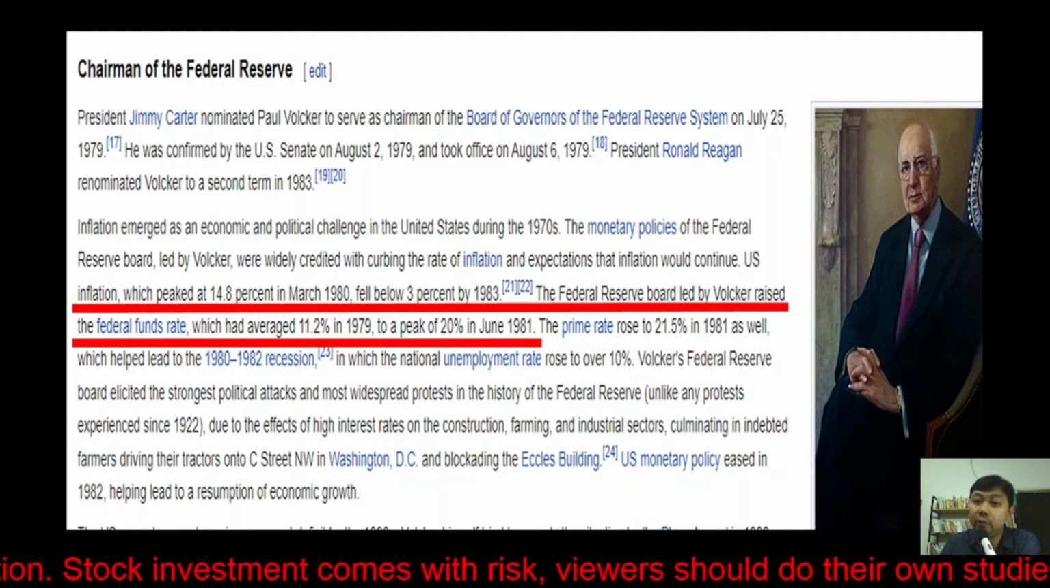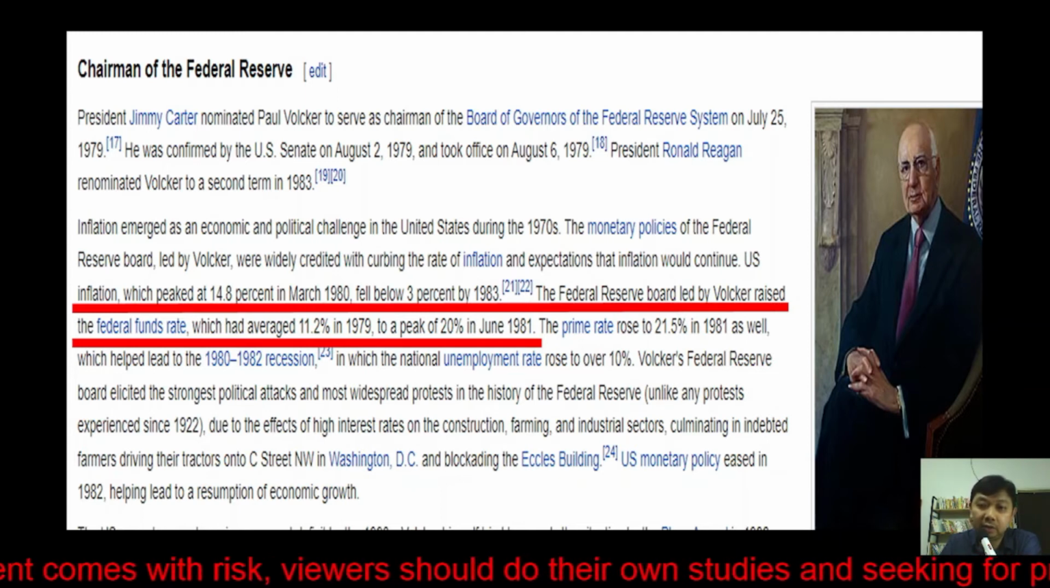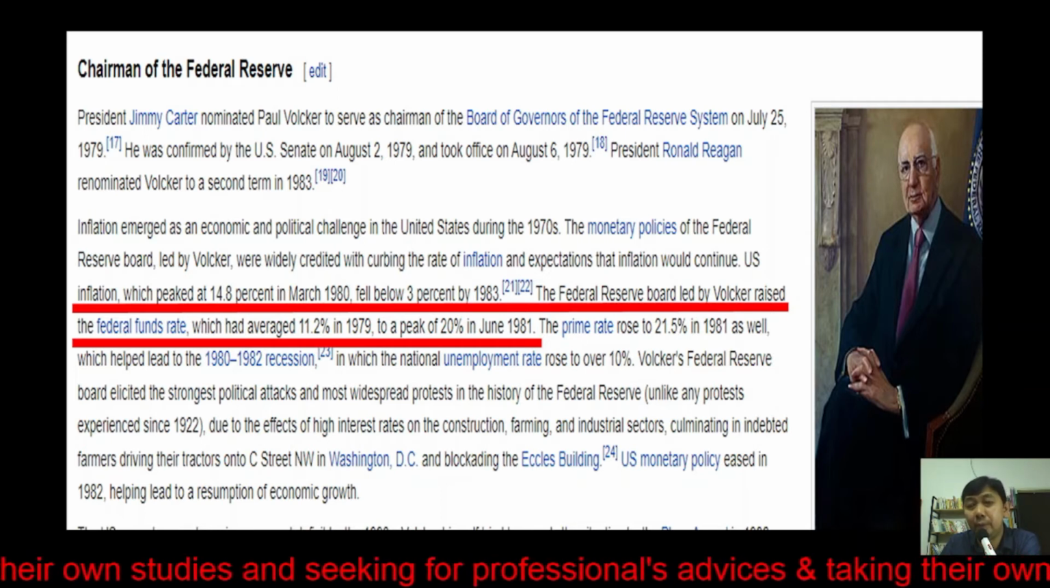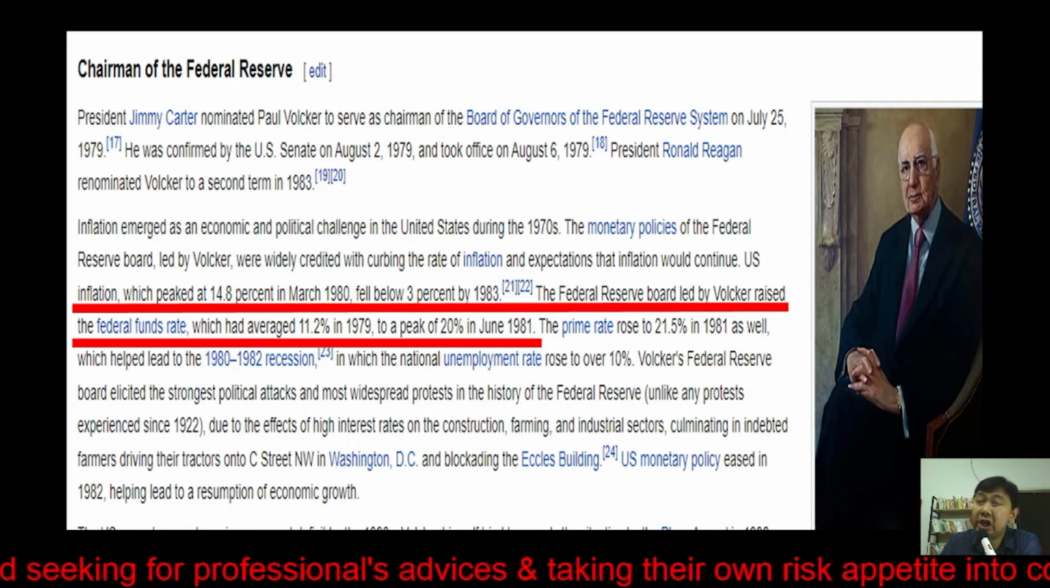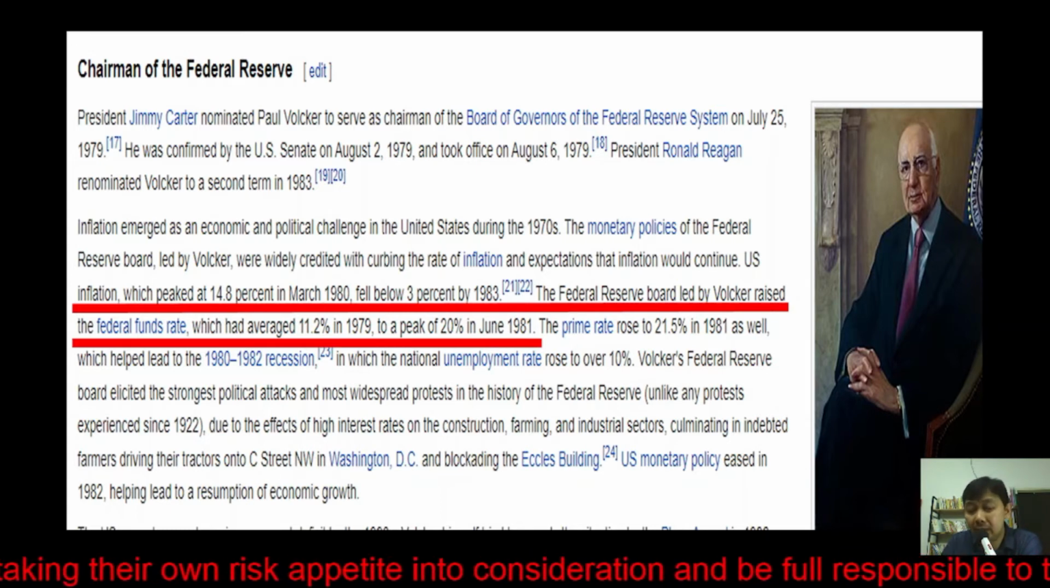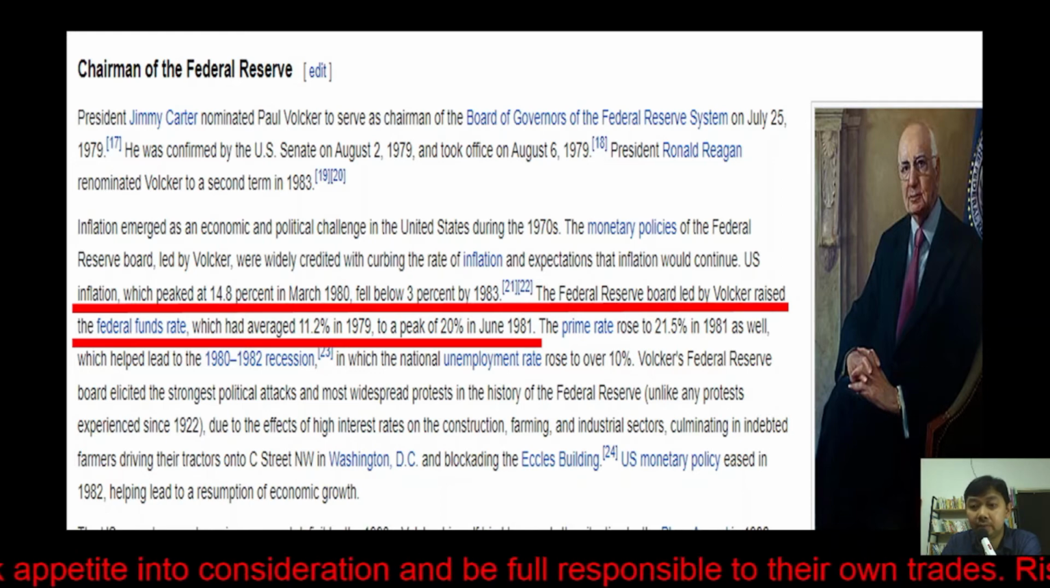Your cost will be very, very high. I believe only the baby boomers, maybe Gen X, can experience that. No, baby boomers experienced it a lot. Okay.